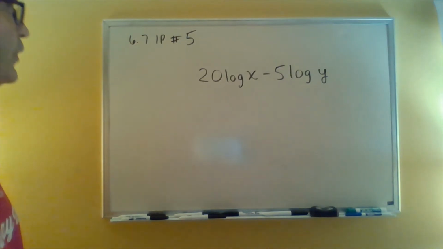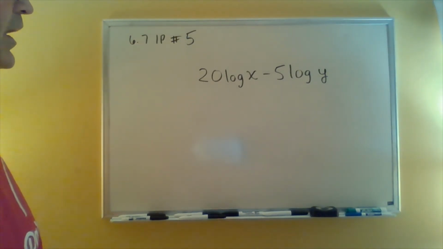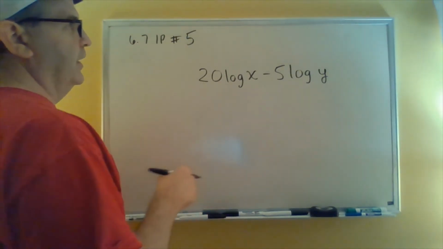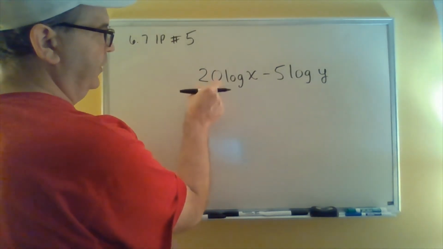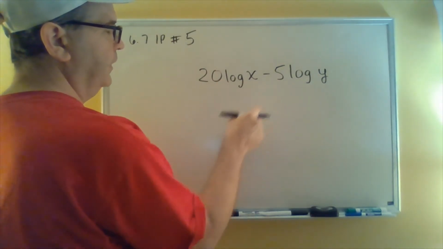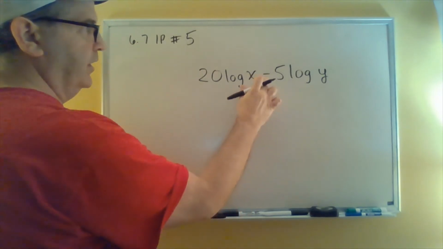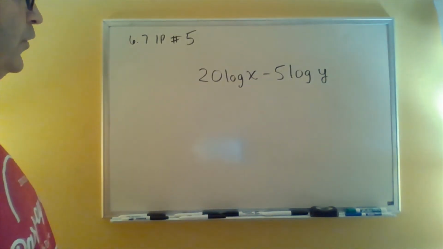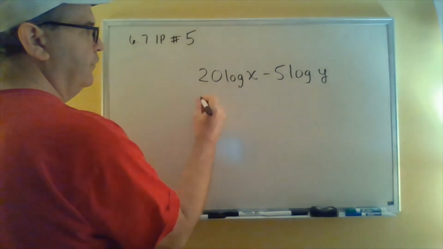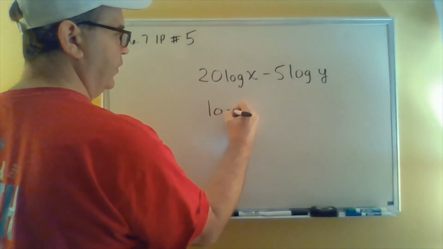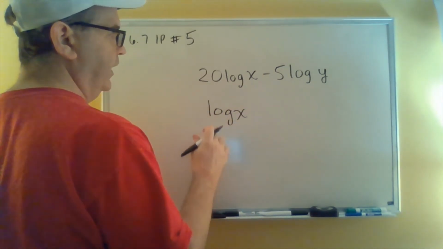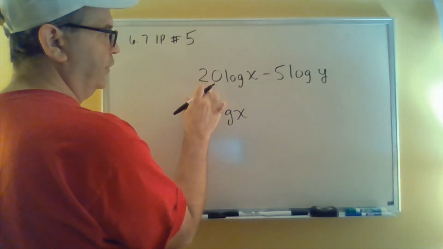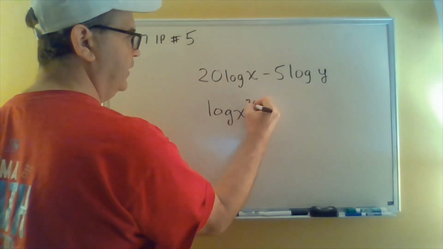For number 5, we have 20 log x minus 5 log y. So again, I'm going to use the power property because I have coefficients out in front here. And I'm going to use the quotient property because I have a subtraction sign in between my two log terms there. So first, let's use that power property. I have log of x. I'm going to move that 20 from the coefficient spot into the exponent spot.